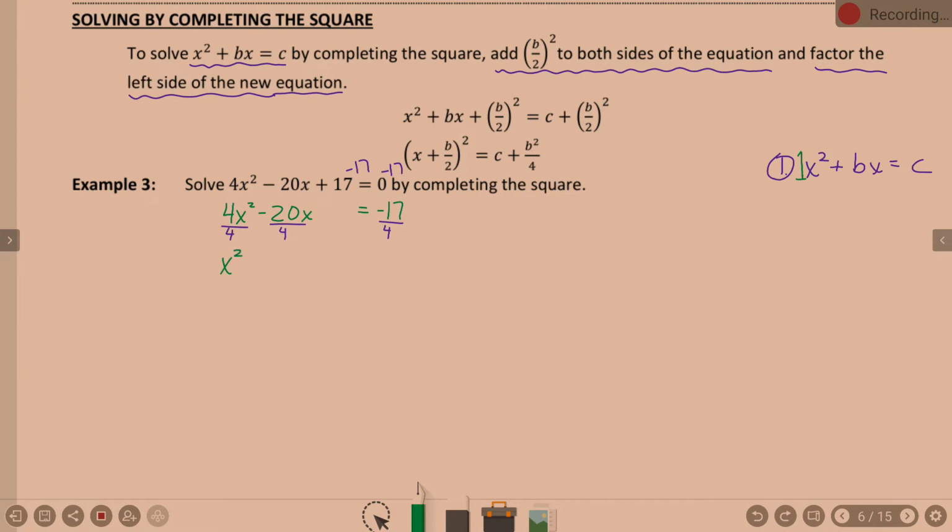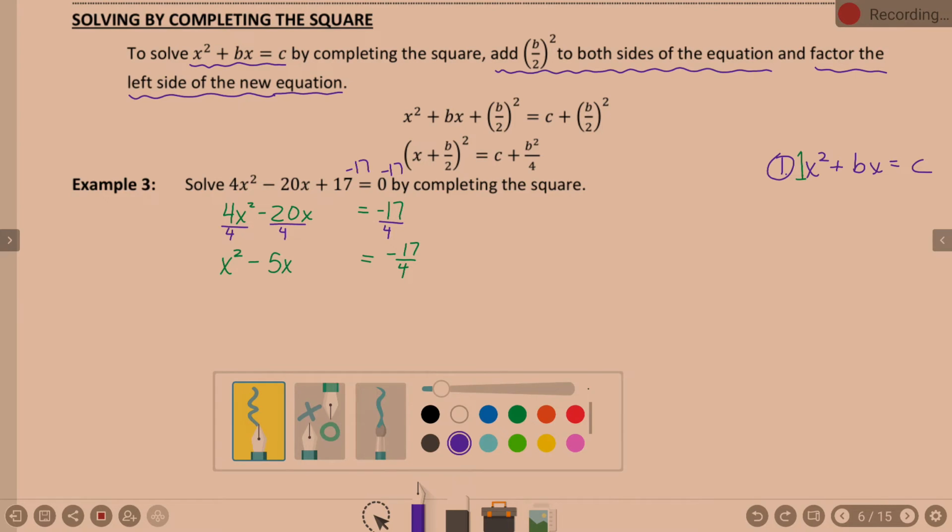So I now have x squared minus 5x, notice I was kind of leaving a gap there, equals, I'm going to leave it as negative 17/4. You could put a decimal there, but I don't have to grab a calculator at this point to think it through. Now is step 1 done? Yeah, now we have 1x squared plus bx equal to a c value. Okay, step 2.